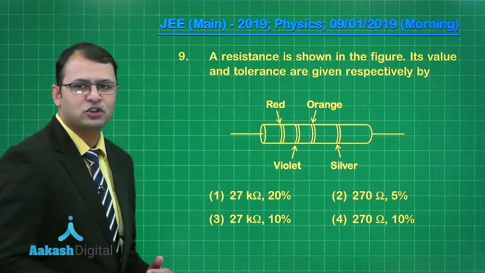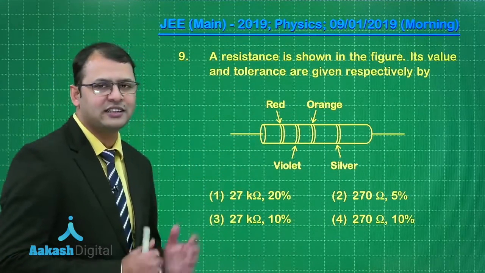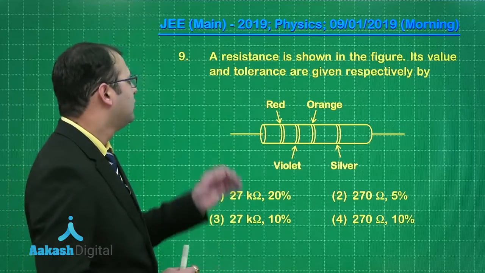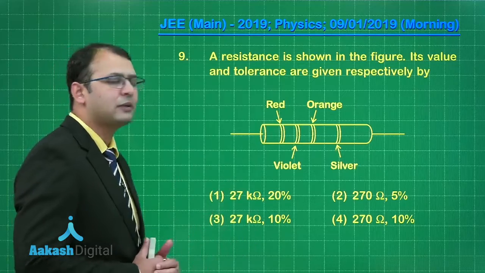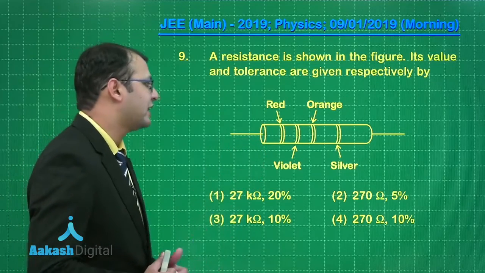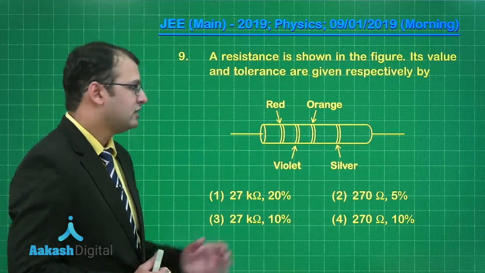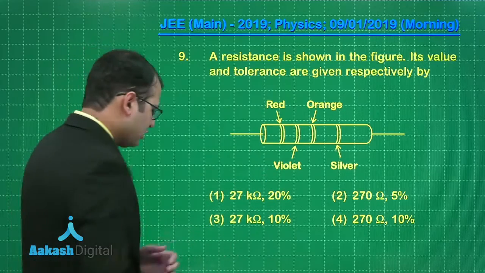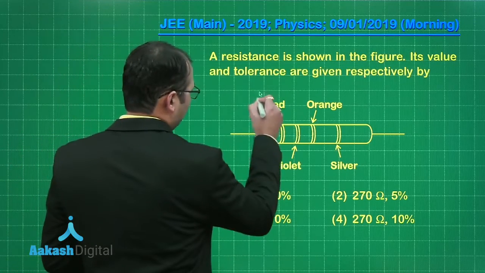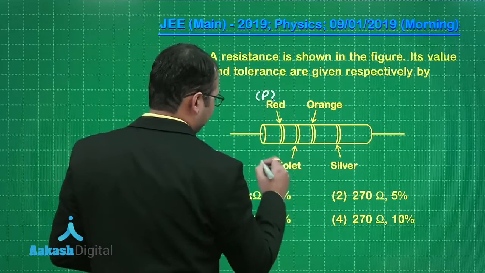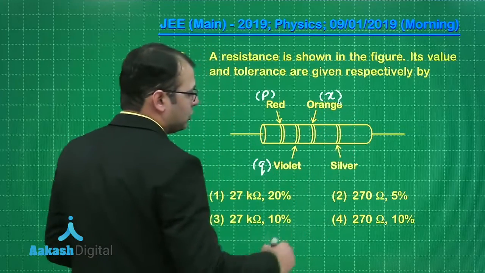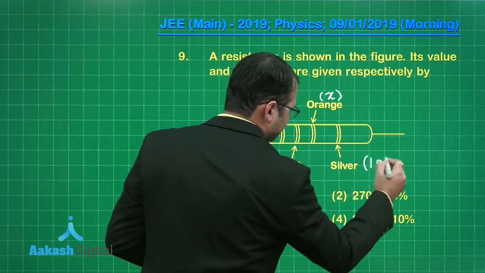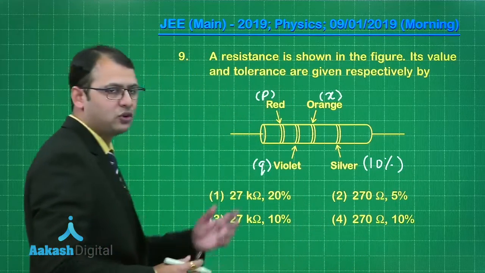Now let's take our next question. This question belongs to current electricity, that is the electromagnetism section. The resistance is shown in the figure. Its value and tolerance are given respectively by. So this is a diagram where there are 4 bands given, that is red, violet and orange. If they have the value of, let's say P, this is having value Q and this is value X. Being silver, it's 10% variation, as you are already aware.